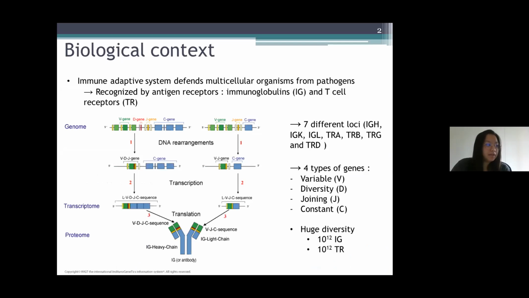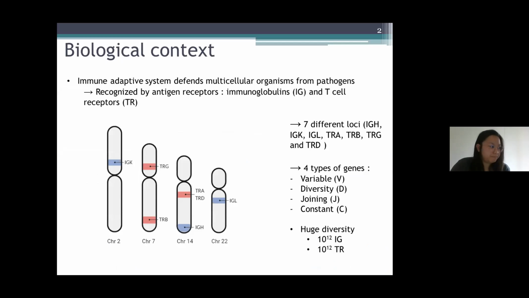The adaptive immune system defends multicellular organisms from pathogens, which are recognized by antigen receptors, which are immunoglobulins, also called IG, and T-cell receptors, also called TR. The antigen receptor genes are organized in several loci. Here we have the example for the human. The loci are localized on chromosomes 2, 7, 14, and 22. There are IGH, IGK, IGL for IG, and TRA, TRB, TRG, and TRD for TR.